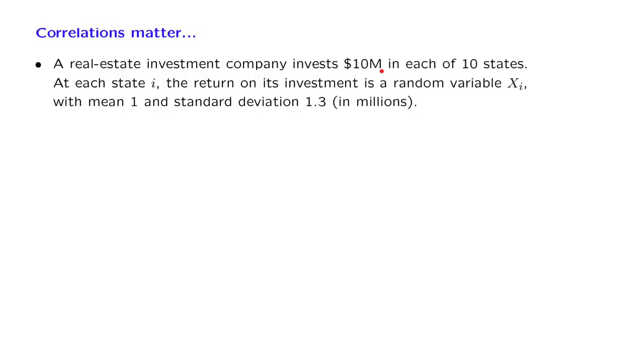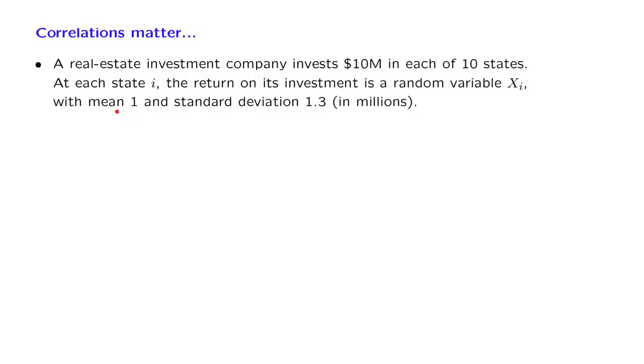For each state, you have a model that tells you that the return on your investment, that is your profit, is of course random, but you expect it to be 1 million on the average, that is in terms of the expected value. But there's also a fair amount of randomness, and so the standard deviation is 1.3. Now, if you look at one state in isolation, it would be a pretty risky investment because the standard deviation is comparable to the mean.